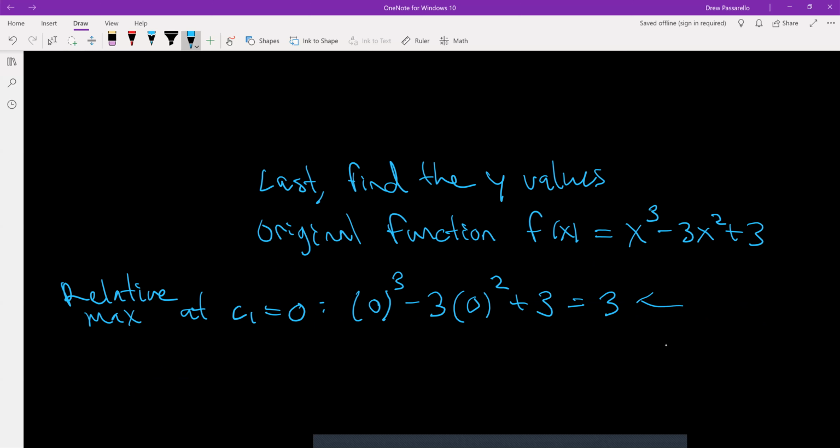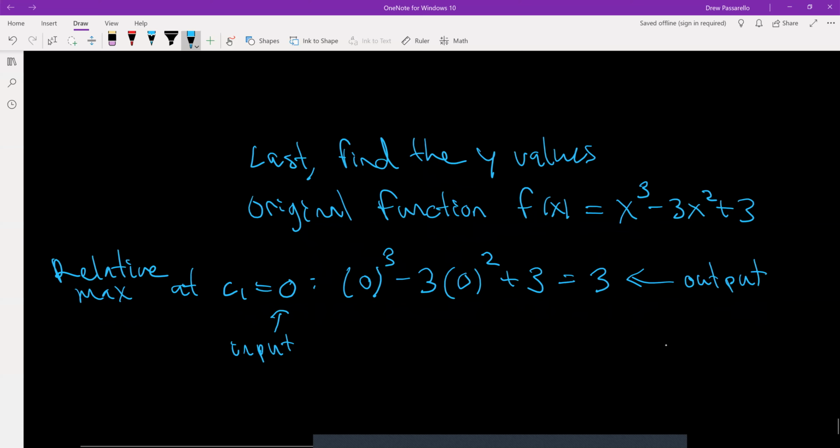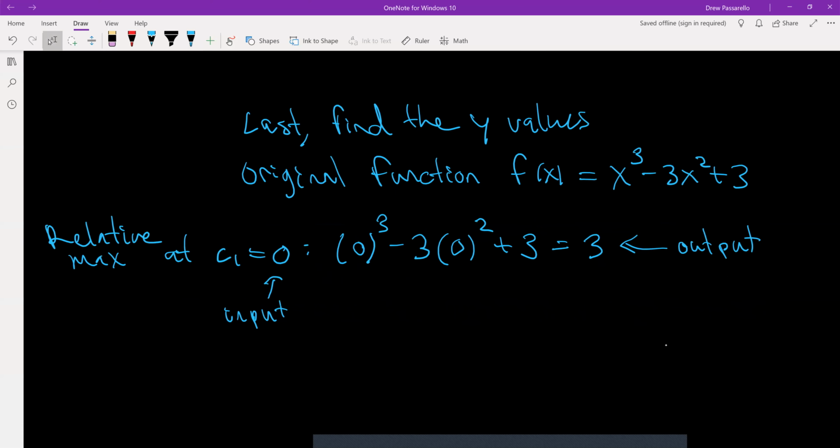All right, so that's our output. The output's 3, our input is 0. That means the relative max is the point (0, 3).